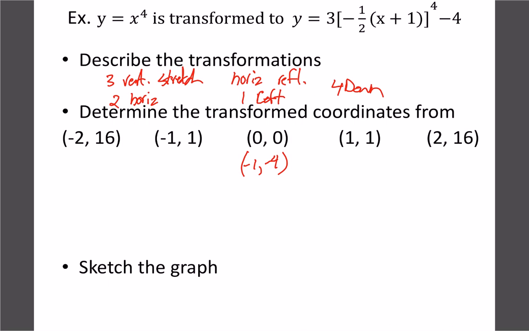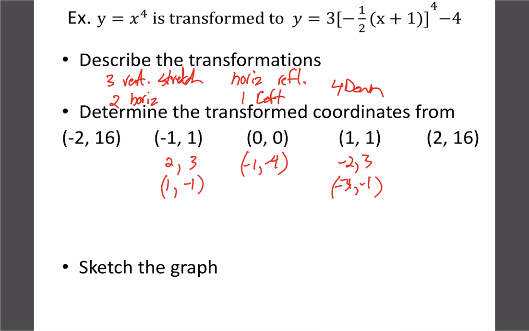If we go 1, 1, do a 3 times vertical, and a negative 2 horizontal, that'd make it negative 2, 3. 1 left would make it negative 3, and 4 down would make it negative 1. Let's do the negative 1, 1 next. So 3 times vertical, negative 2 horizontal, 1 left would be 1, 4 down would make it negative 1. And let's do our 16s as well.